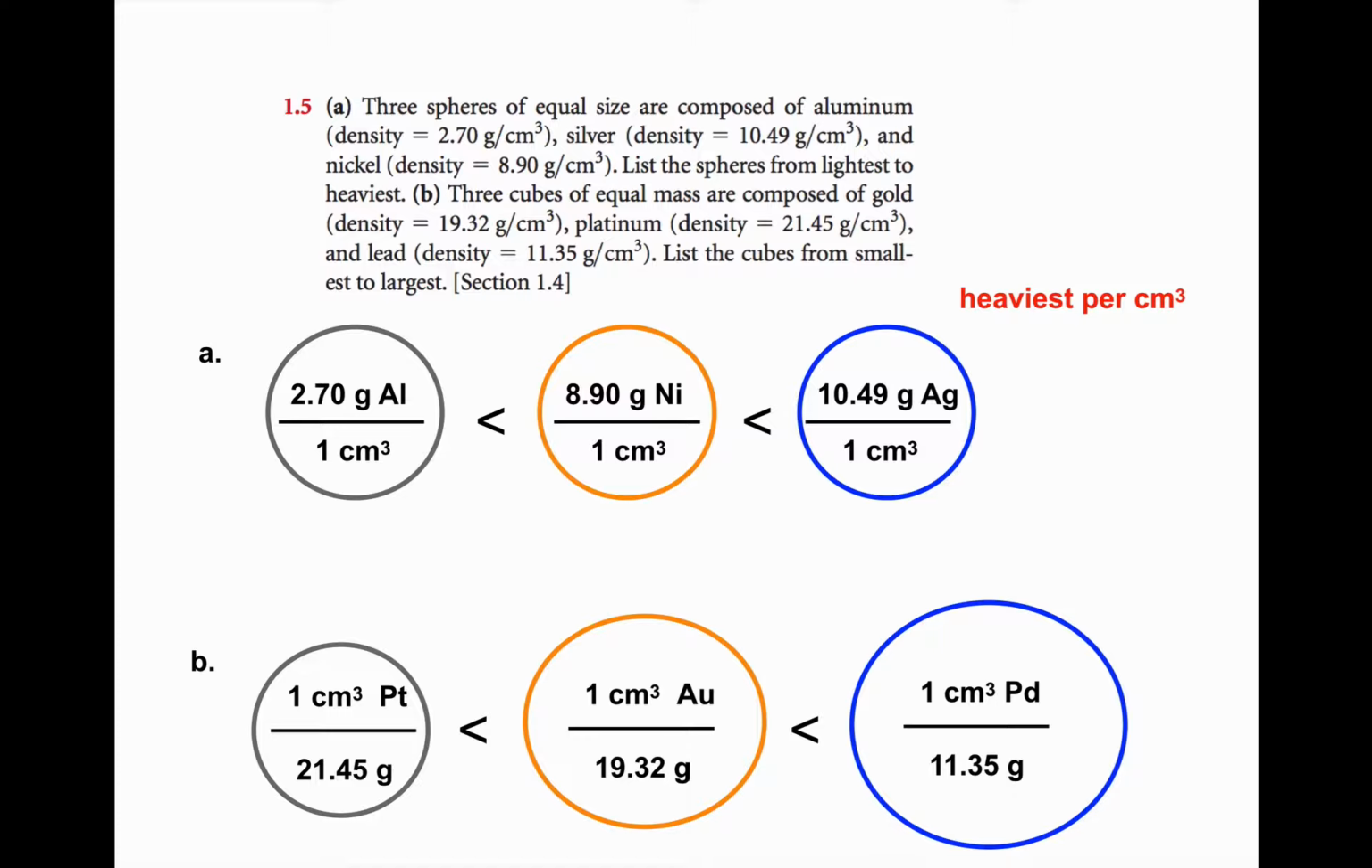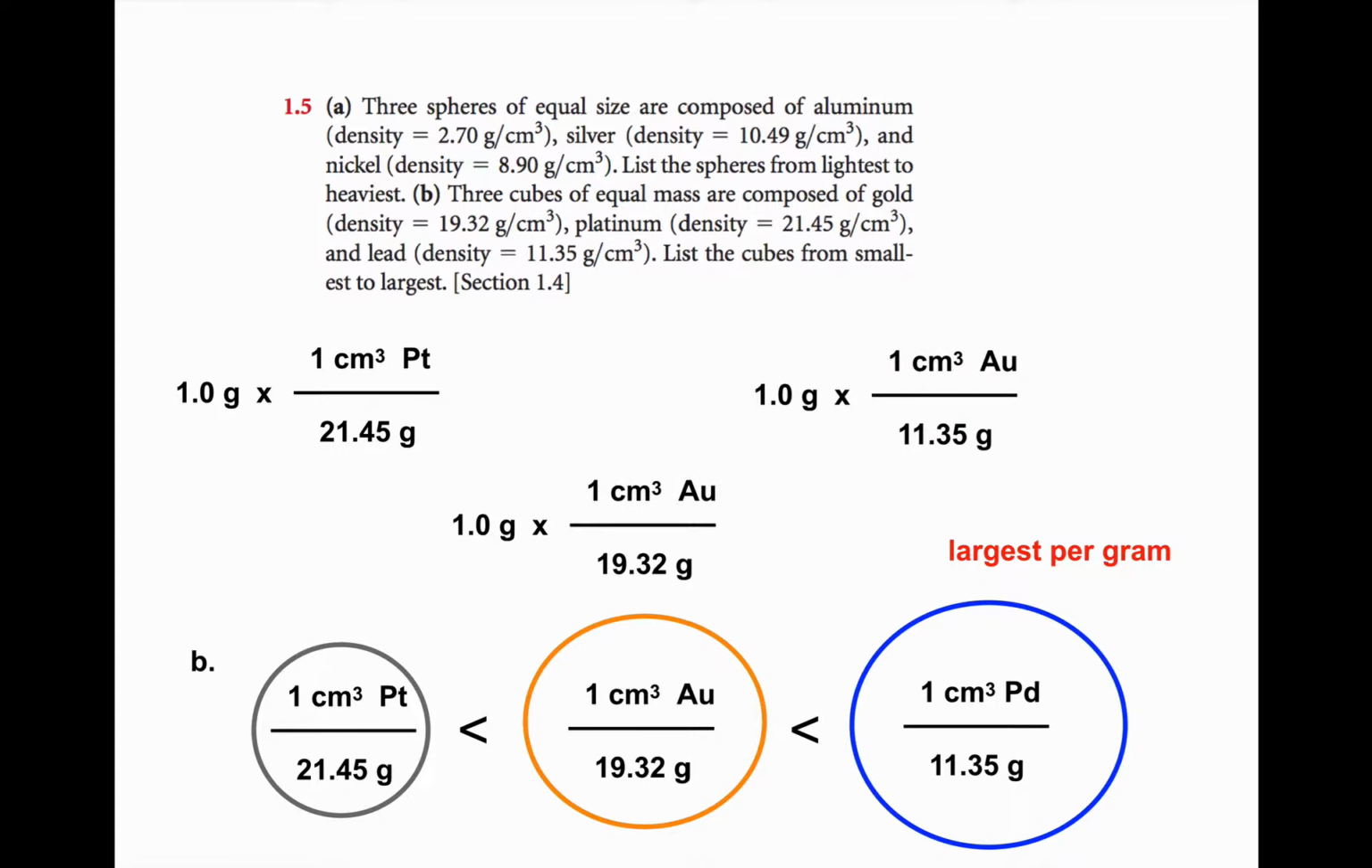We're going to have the same gram amount. If I had 1 gram of each of these, the largest one would be the lightest, the least dense one. I did the conversion to kind of show what I'm saying. Say we had 1 gram of each of these. The one with the biggest denominator is going to give you the smallest volume. The one with the smallest denominator is going to give you the biggest volume.